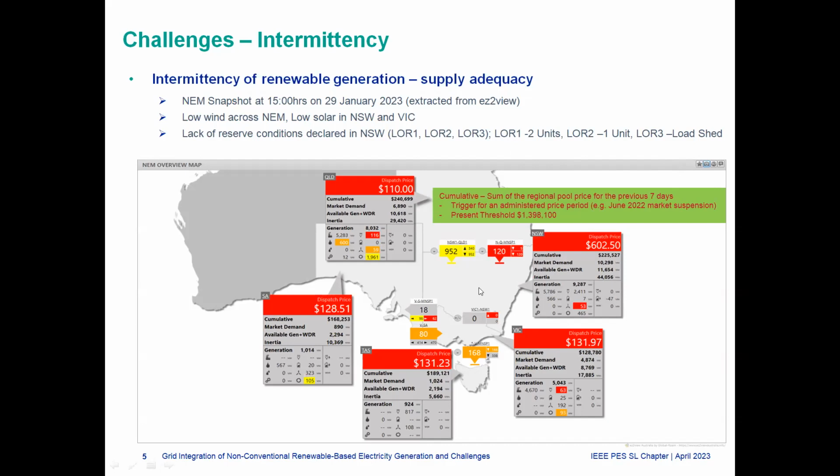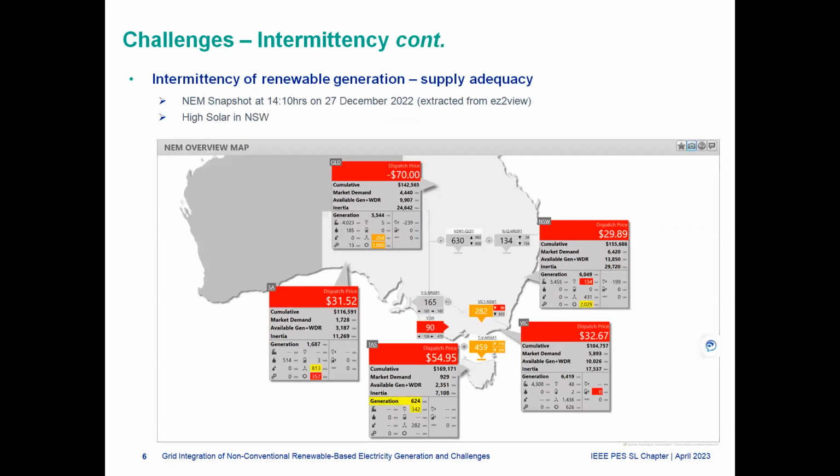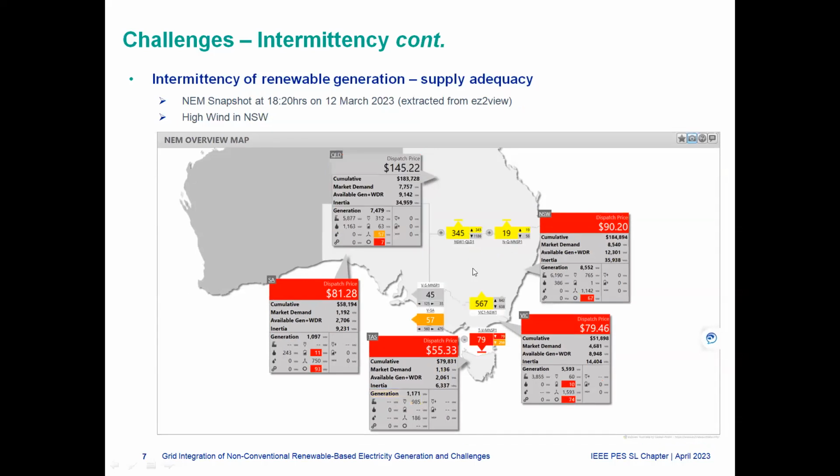So on this day, the demand wasn't that high, because our peak demand can go up to about 15 gigawatts. It's only 10.2 gigawatts. Still, we saw LOR 1 conditions because there wasn't enough solar and wind at that time. And if you look at this one, this is another day where we had high solar, say 2,000 megawatts of solar in that day. And if you look at this one, there was high wind, about 1.1 gigawatts of wind. So it's very intermittent. The solar and wind generation can change with time.